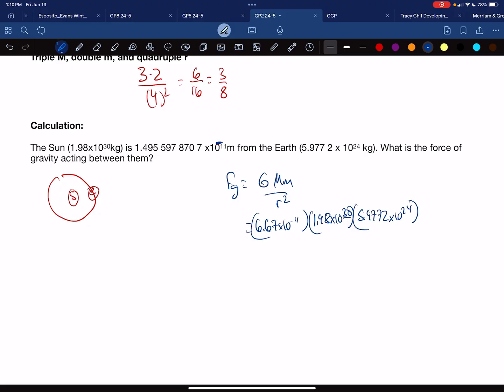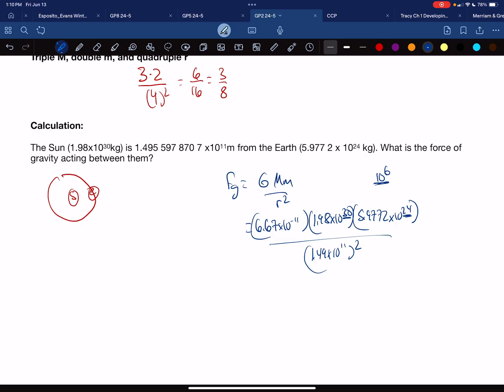Now, it's interesting, if you compare this 10 to the 30th to 10 to the 24th, that's a 10 to the 6th difference. Or in other words, the sun is 1,000,000 times more massive than the earth. And then we need the distance. Oops. Yes, this number is 10 to the 11th, sorry. It is 1.49 times 10 to the 11th meters squared.